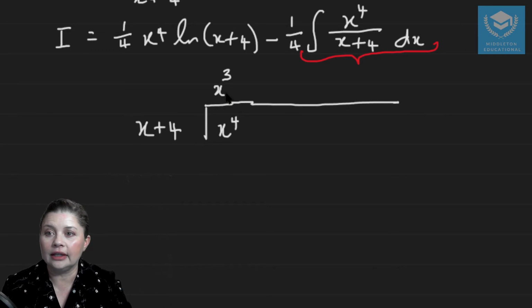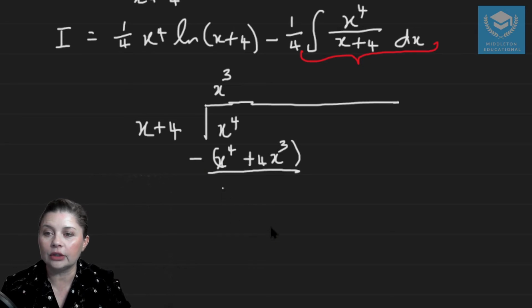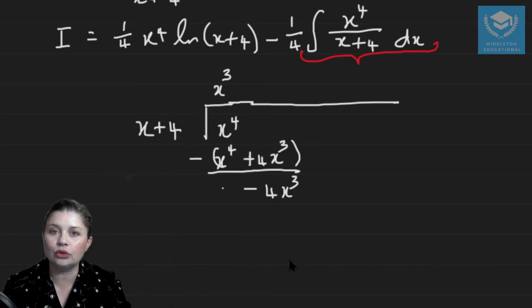Then I'm going to say x cubed multiplied by the first part is going to be x to the 4. X cubed multiplied by the second part is going to be 4x cubed. Then we say the top minus this piece. So we're going to get 0 for the first one and minus 4x cubed, right? And we continue like this until you can't go any further, until this x doesn't divide into this expression anymore.